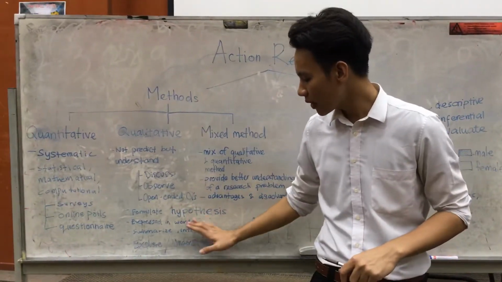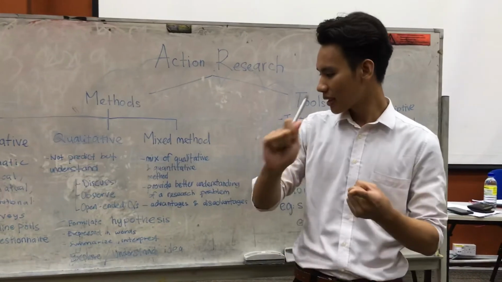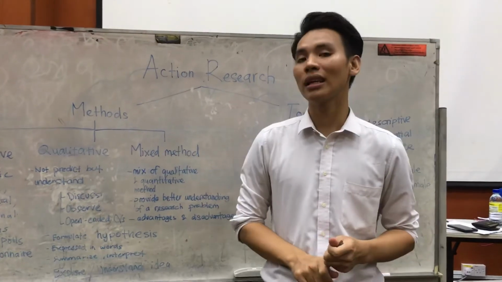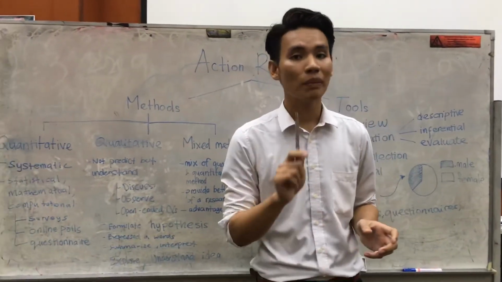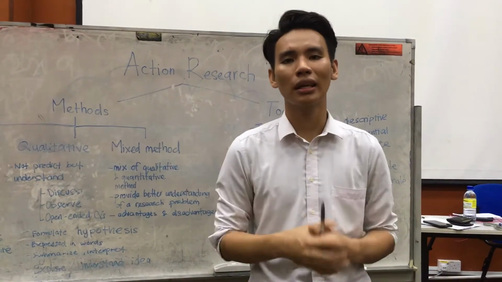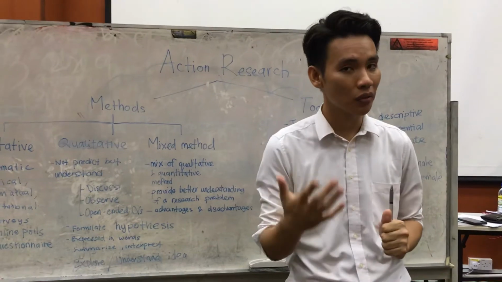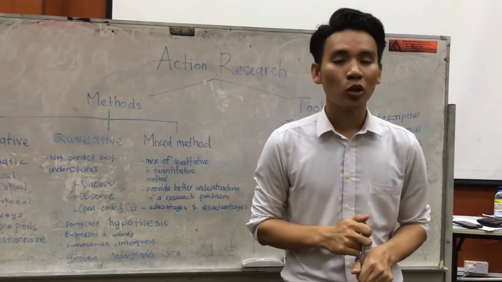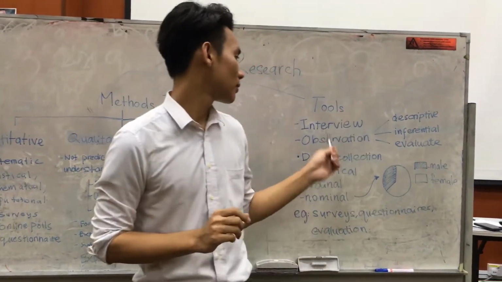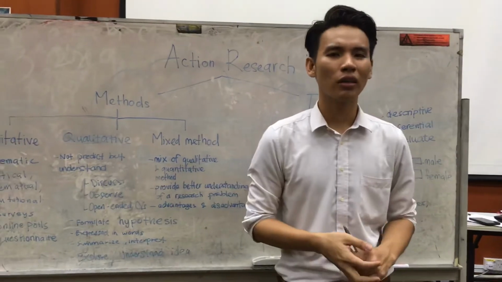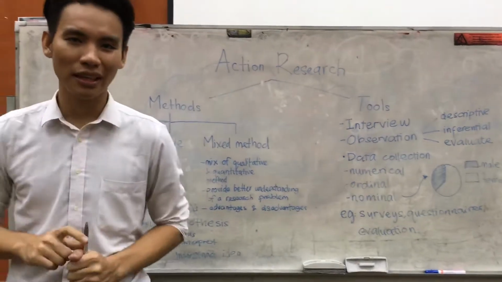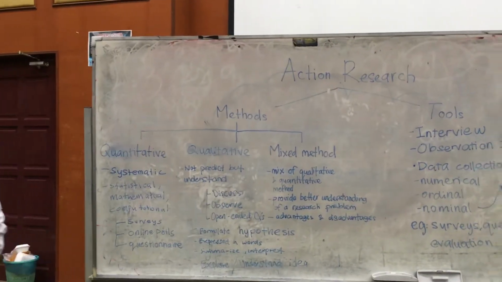And there are four points here, also very important: formulate hypothesis, express in words, summarize interpretation, and also understand an idea. So as you can see, it's not about proving a hypothesis, but formulating one. You're understanding an idea, and then you try to summarize it in different ways. And as a researcher, the data comes from you. You observe, you interview, not based on numbers of population. So I hope more or less you understand what the qualitative method in action research is.